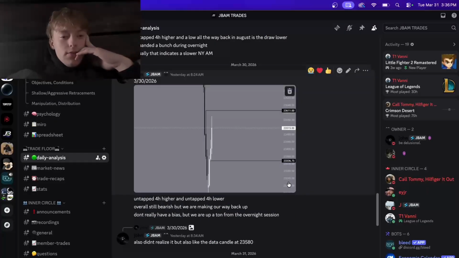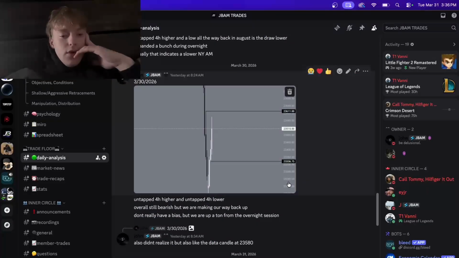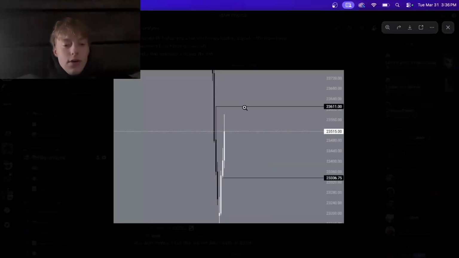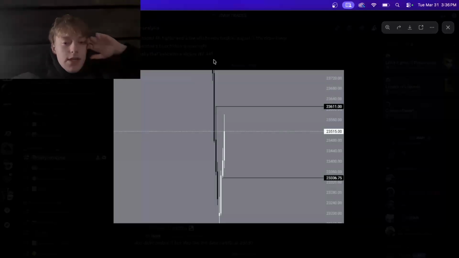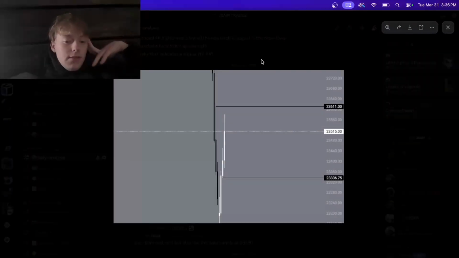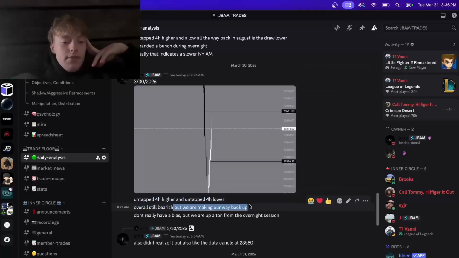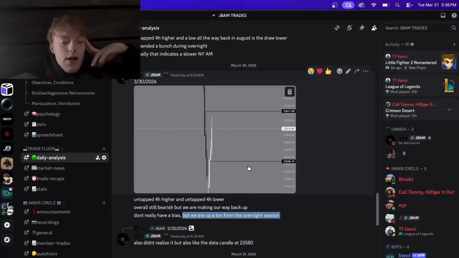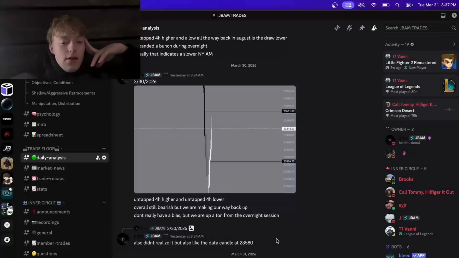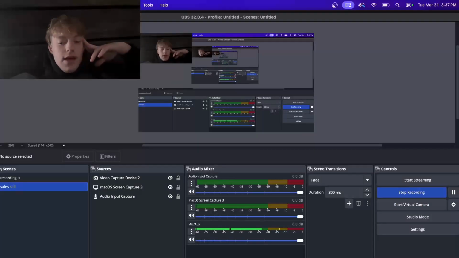This is what I told my Discord. Basically, didn't really have an idea of where we wanted to go off the rip. I could potentially see us going lower if we tapped into this 4 hour up here and potentially sold off to take out draws lower. Or if we kind of just manipulated up and immediately started to dump, then we could possibly see lower prices. Didn't really have a bias overall in the day, but we were up a good amount yesterday from the overnight session. So just keeping that in mind.